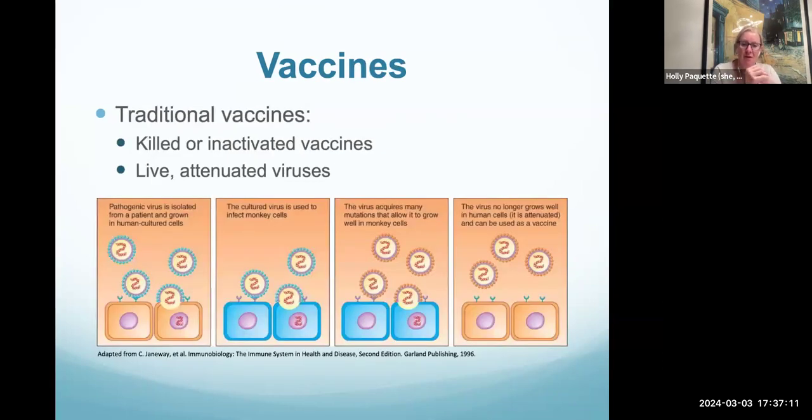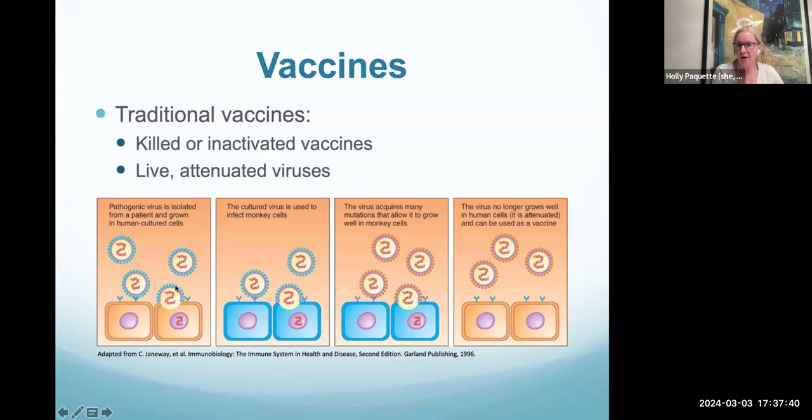So let's talk about what vaccines are. Traditional vaccines fall into two big categories. We can have either what is called a killed or inactivated vaccine or a live attenuated vaccine. And the way that these were traditionally done is that we would take a pathogenic virus, so let's say this is SARS-CoV-2, and we take it out of the patient, isolate it, and we start to grow it in human cultured cells. So we grow lots and lots of it.